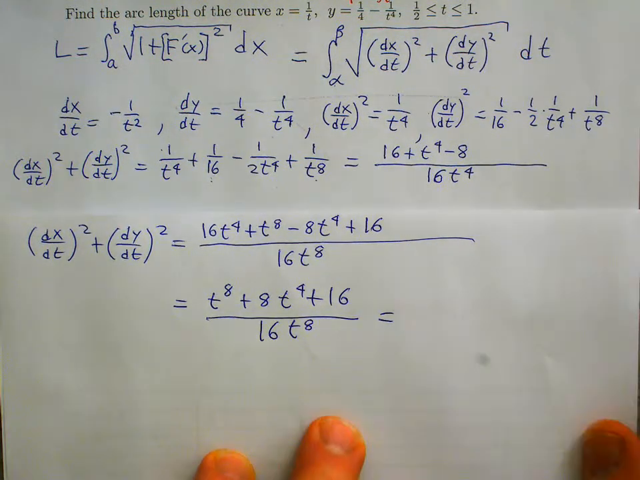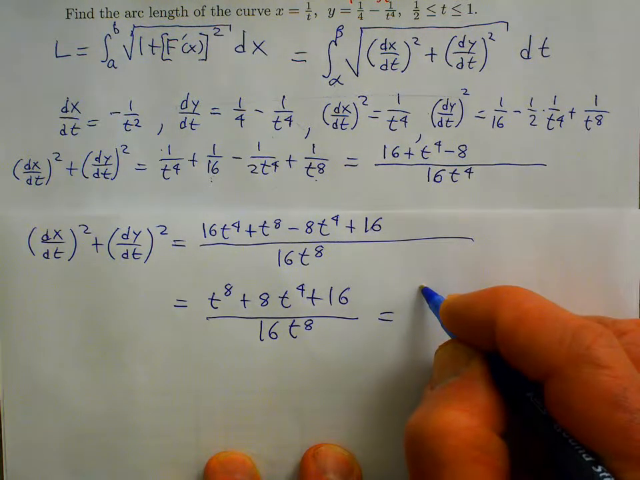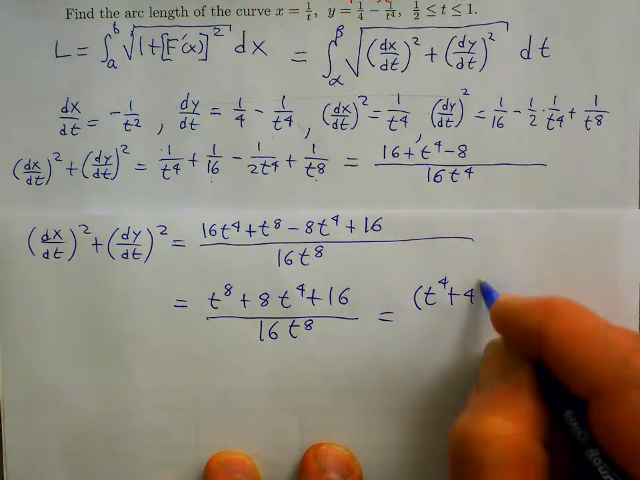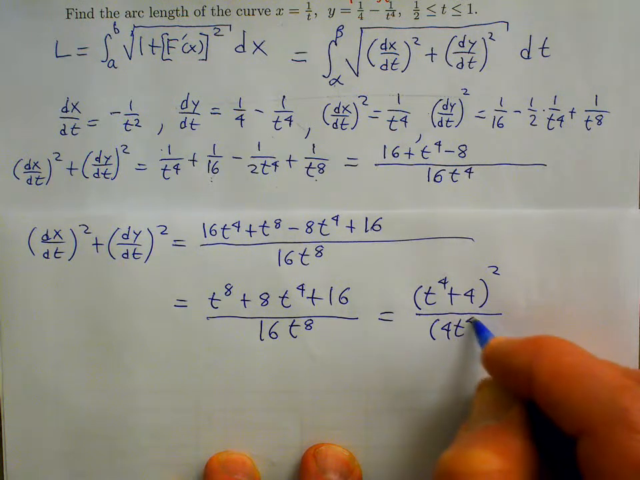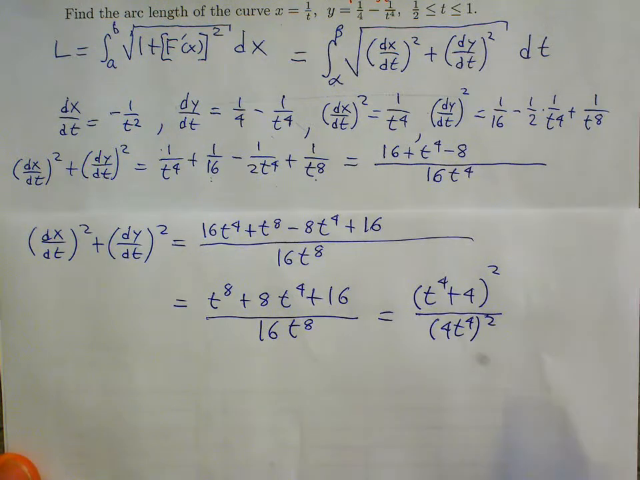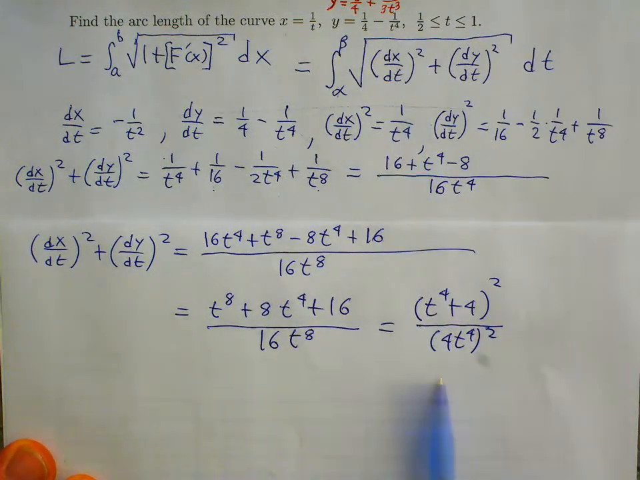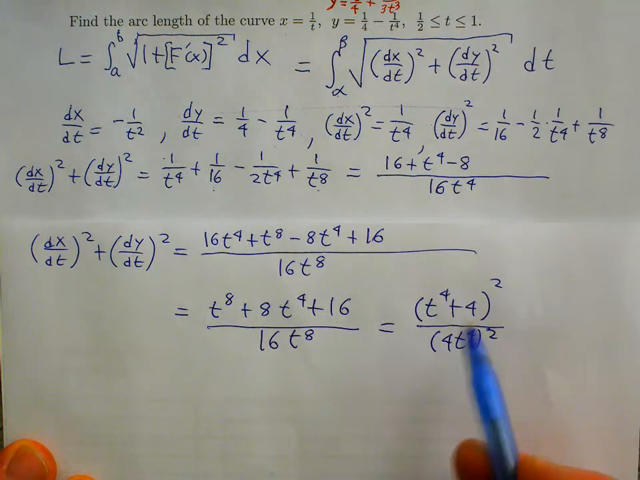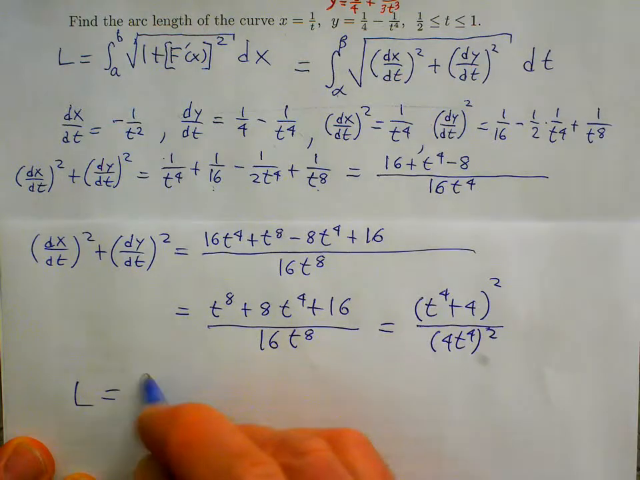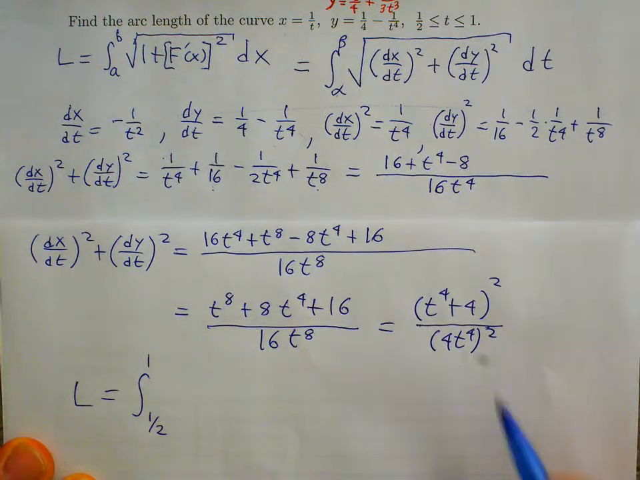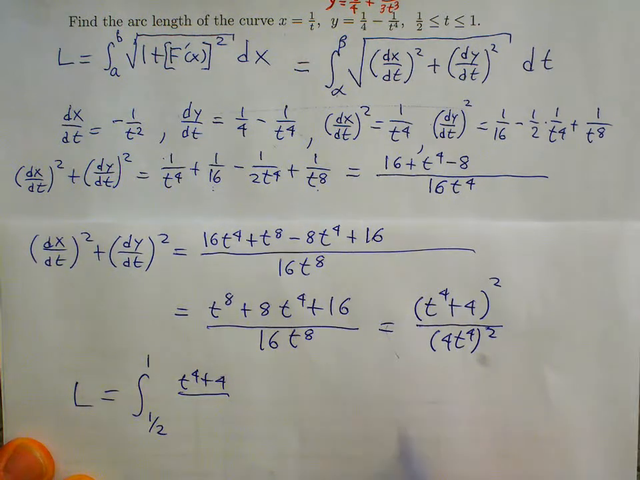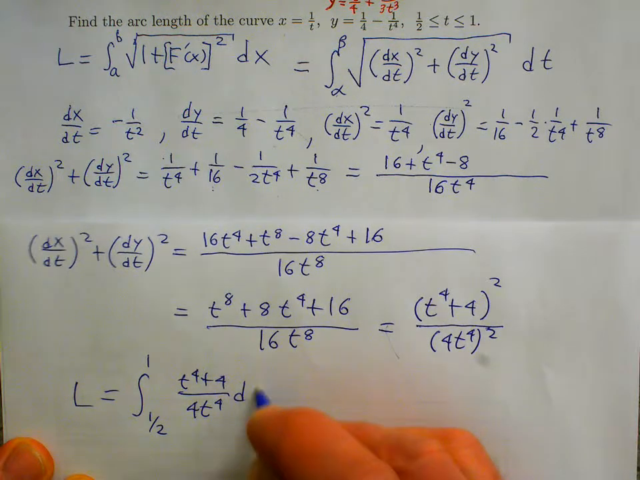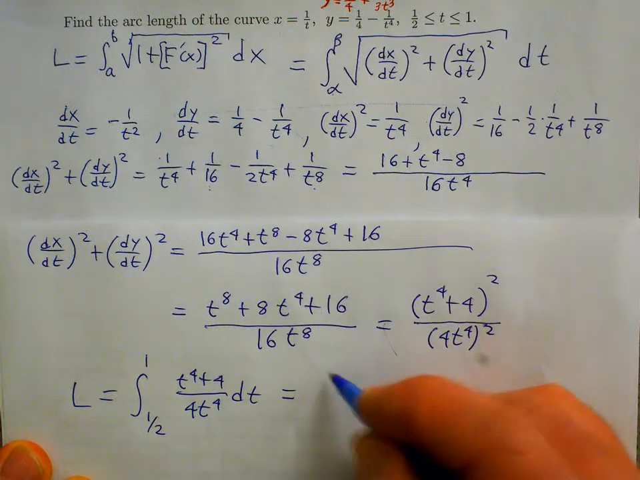And in both the numerator and denominator, we have perfect squares. So the one in the numerator is t to the 4th plus 4 quantity squared. And in the denominator, we have 4t to the 4th quantity squared. And so for the length, this is the quantity that goes inside the square root, for values of t from 1/2 to 1. And then the square root of this, let's just write down what we get. We'll get t to the 4th plus 4 in the numerator and 4t to the 4th in the denominator. So this will be pretty easy to evaluate.